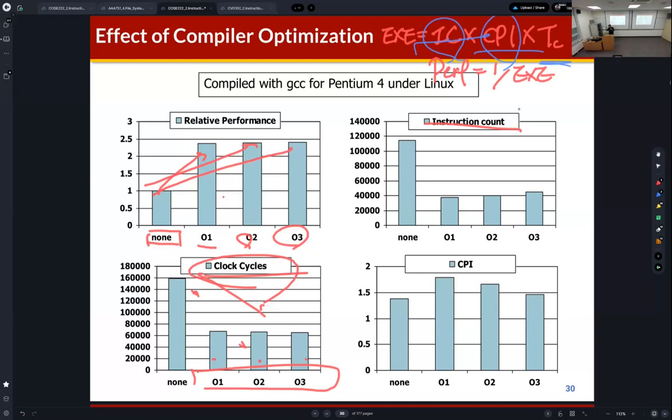So let's see the instruction count. So we can observe that if we use optimization level 1, then the instruction count is dramatically increased. So what does that mean?